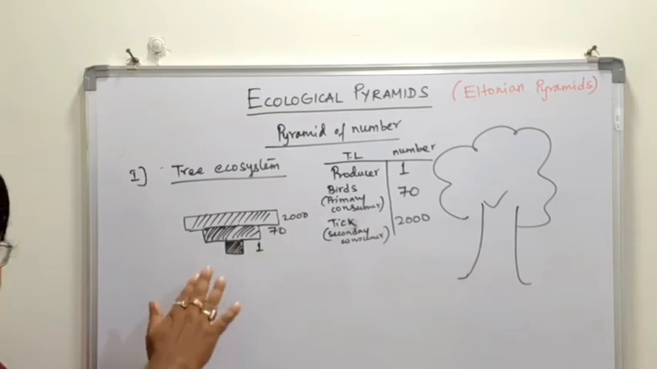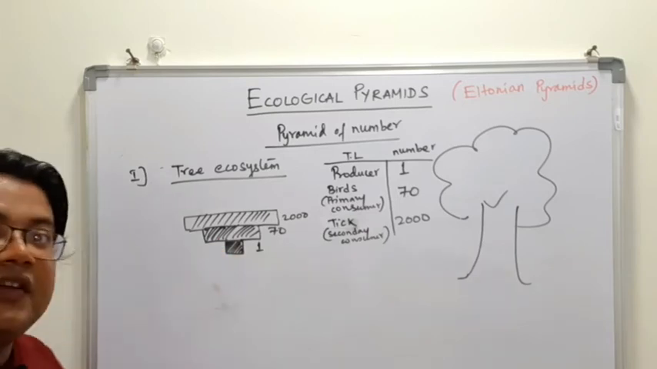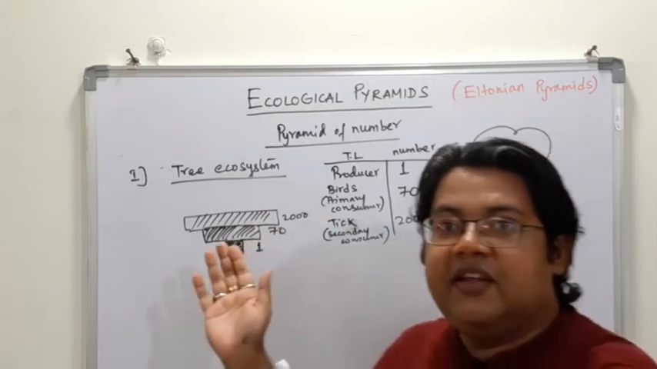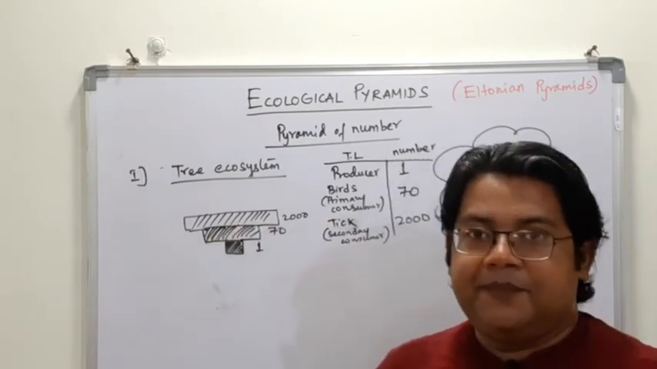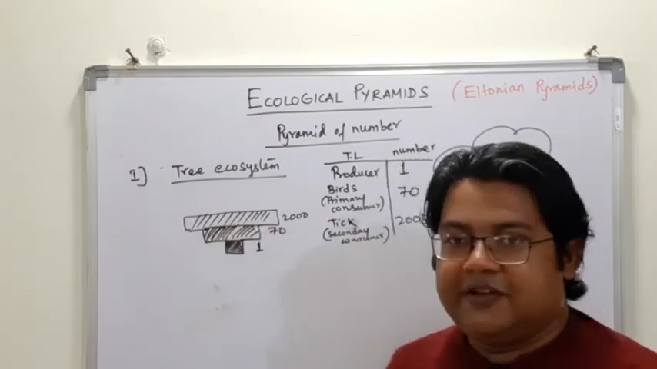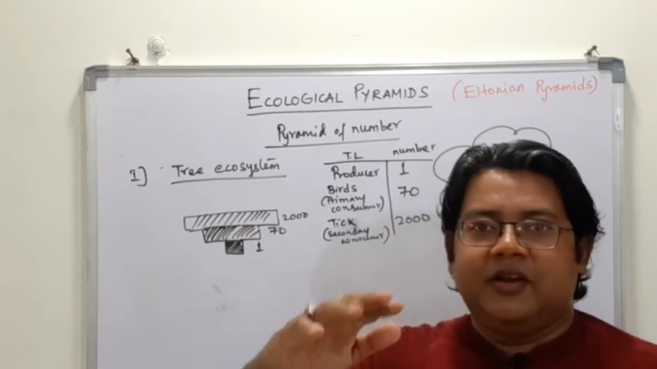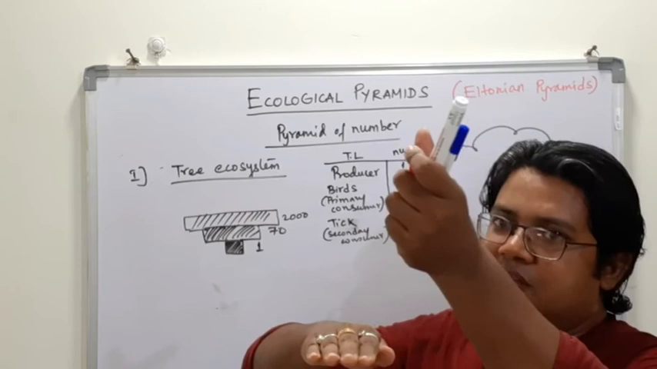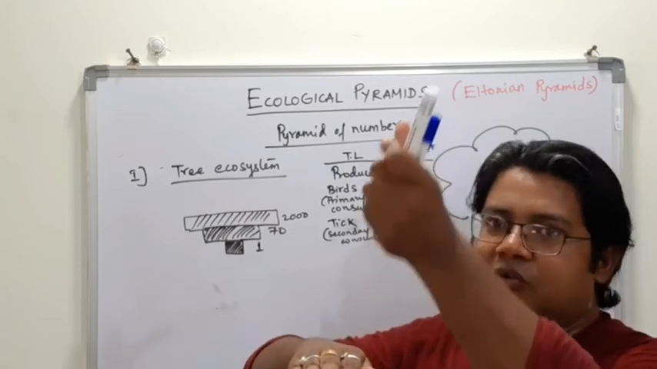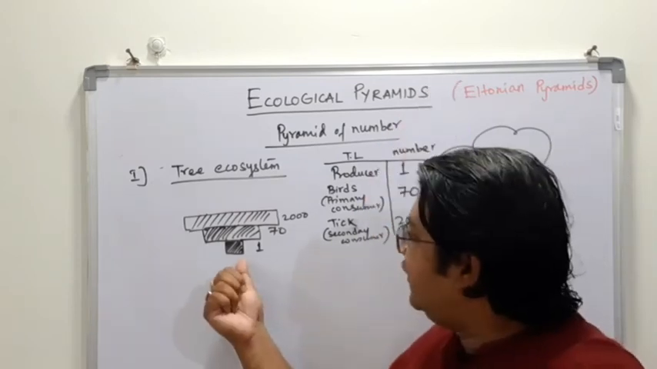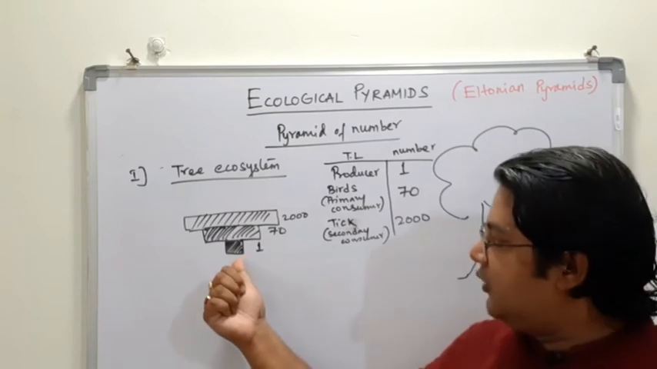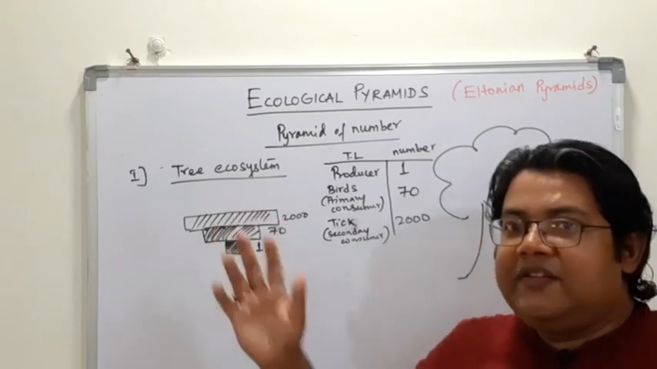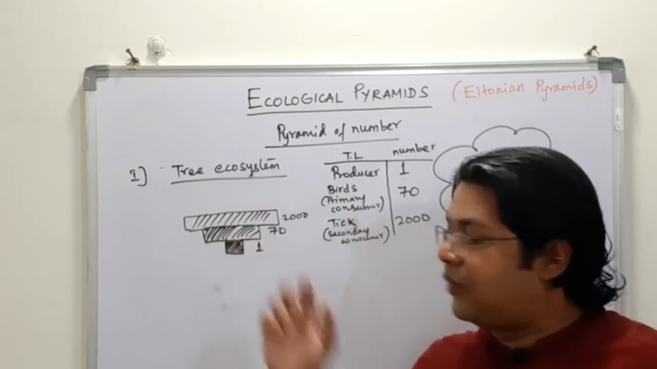Now, is this type of graphical representation similar to the graphical representation we have seen in a grassland ecosystem, or is something different? In the grassland ecosystem, there also the producer was at the bottom. Then we had the primary consumer, secondary consumer, tertiary consumer, quaternary consumer. Over here also it is the same thing. Producer at the bottom, then the primary consumer, then the secondary consumer. But what is the difference between that and this one?